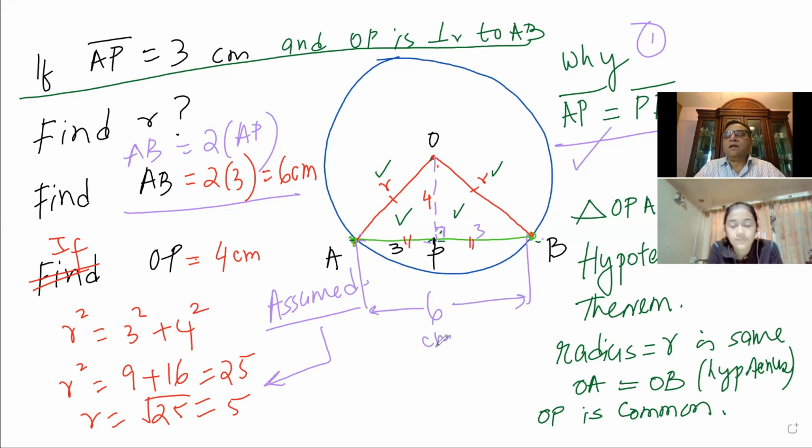And if I tell you in addition that OP is 4, correct? OP could be anything, but if I tell you OP is 4, then R is 5. I could have said OP is 6, anything I could have said, right? So based on that, we could have found the radius. Is that clear to you? Now, let us do another question.